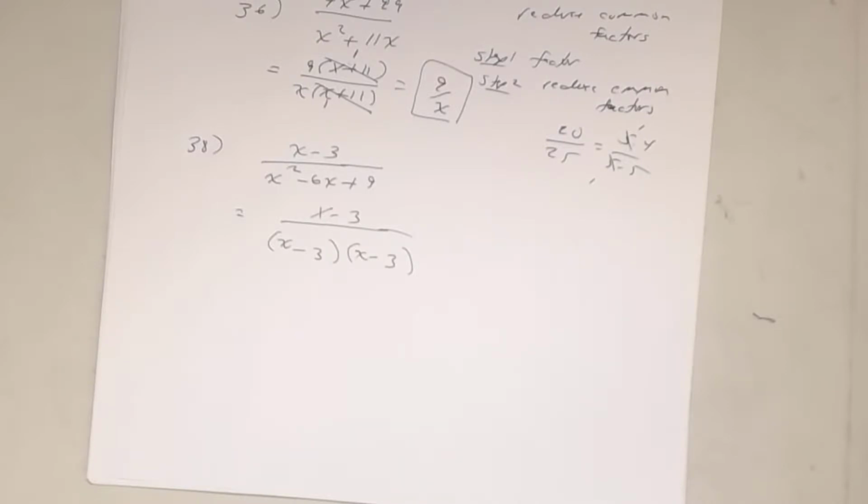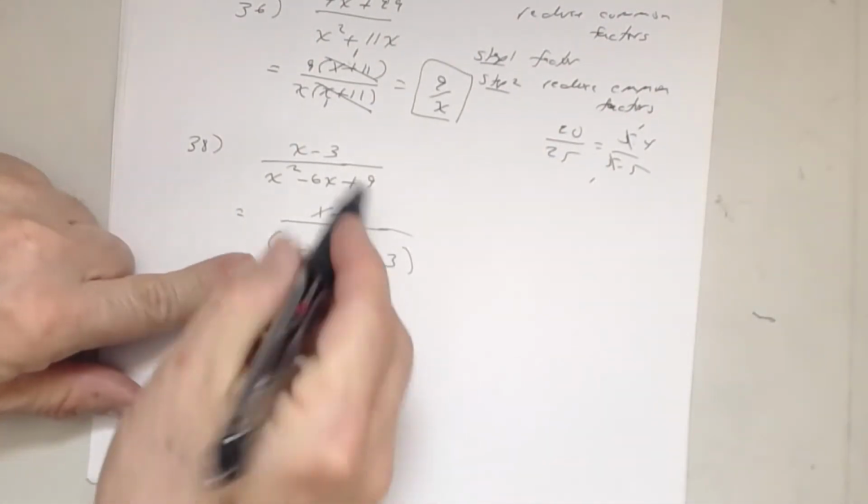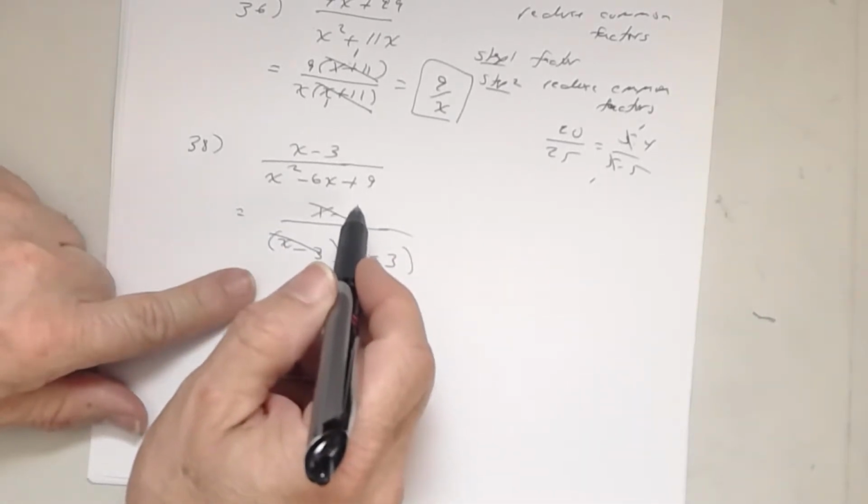Reduce your common factors. Okay, in the numerator, how many factors do you see? 1. What is it? X minus 3. Are there any x minus 3s in the denominator? Yes, so I can reduce. How many are there in the denominator? 2. I can only reduce how many? 1. So you cross one of them out. It doesn't matter which one. What goes in their place, though?